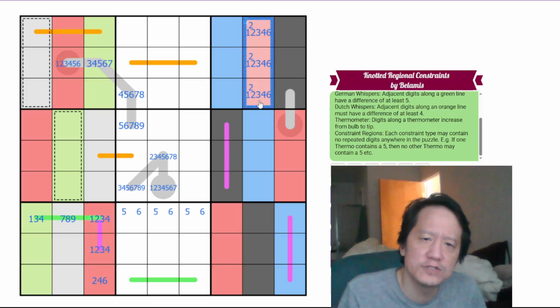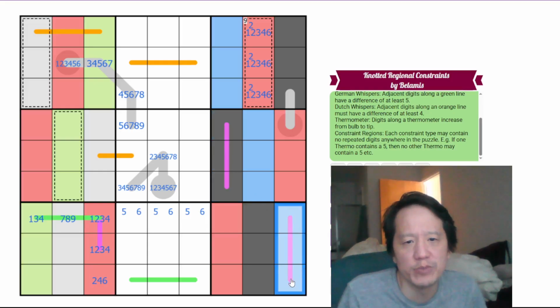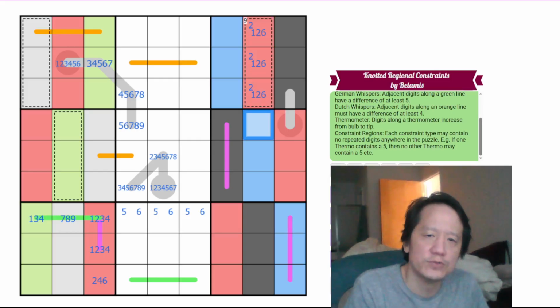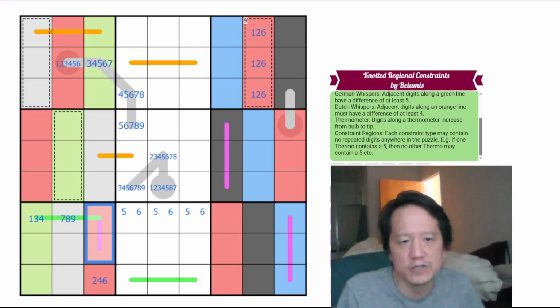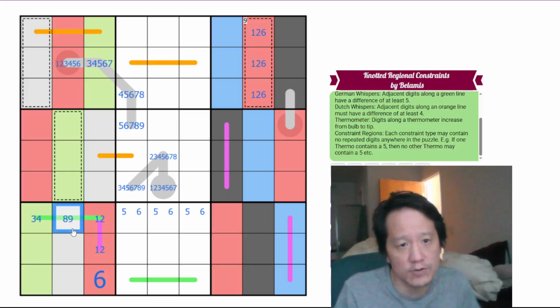Oh, wait. If this is 2, 3, 4, can you ever have 2 consecutive digits being renban, which are not including the 2, 3, 4? No. So this must then be 1, 2, and 6. So this has to be 1, 2, and 6 here, which means this has to be 1, 2 to be consecutive, and this is 6. So since this is 1, 2, this cannot be 1. Therefore, this digit is in between a 1, 2 and a 3, 4, so it cannot be 7. It's 8 or 9 here.